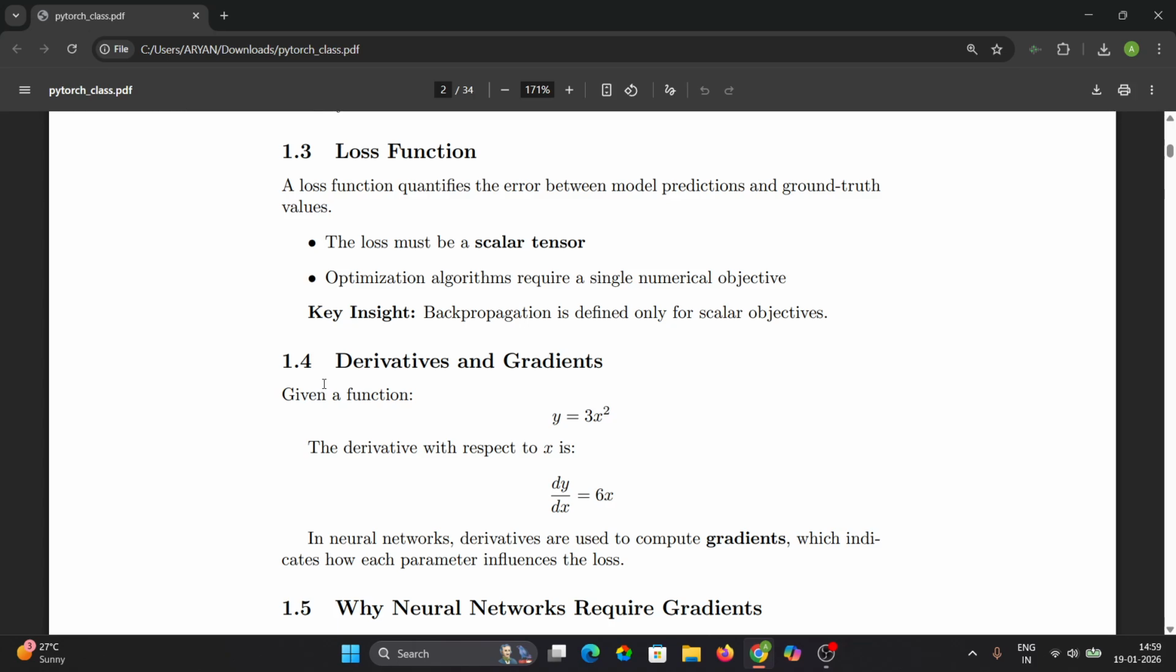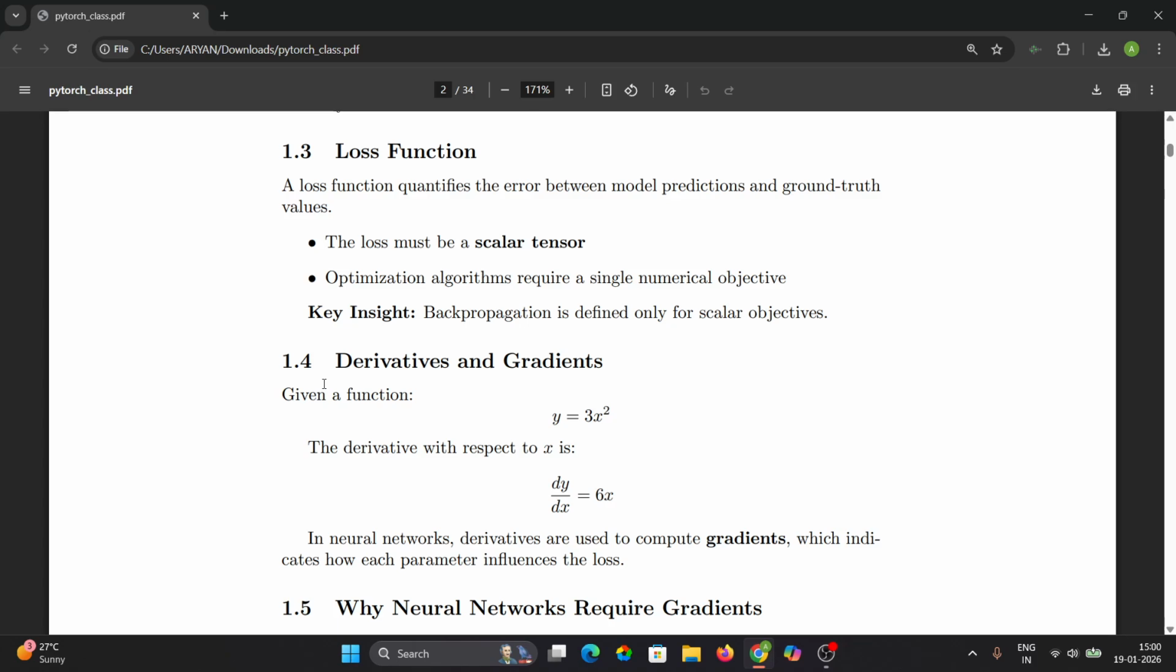That is loss. That is actually the loss. A loss function, what is a loss function? A loss function quantifies the error. That difference is the error, and the loss function is used to quantify that error between the model prediction and the ground truth value. So a loss must be a scalar tensor.